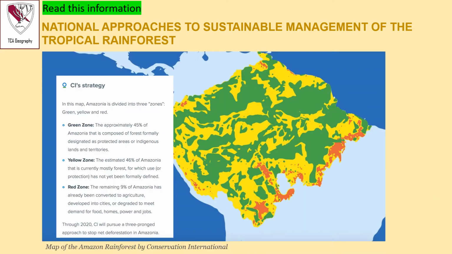This map shows where the protected areas of the rainforest in Amazonia are. So the green bits are the areas that are protected.